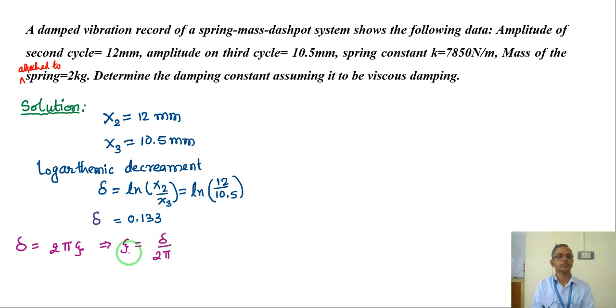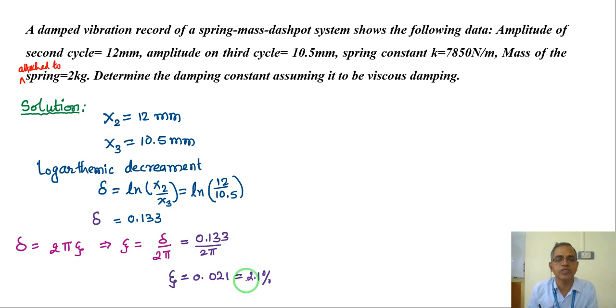So the xi becomes delta by 2 pi, and you get 0.021. That means 2.1%. It is less than 10%. So I could assume this formula 2 pi xi. As I told you, otherwise I would have taken the denominator factor of under root of 1 minus xi square. So now I got the xi.